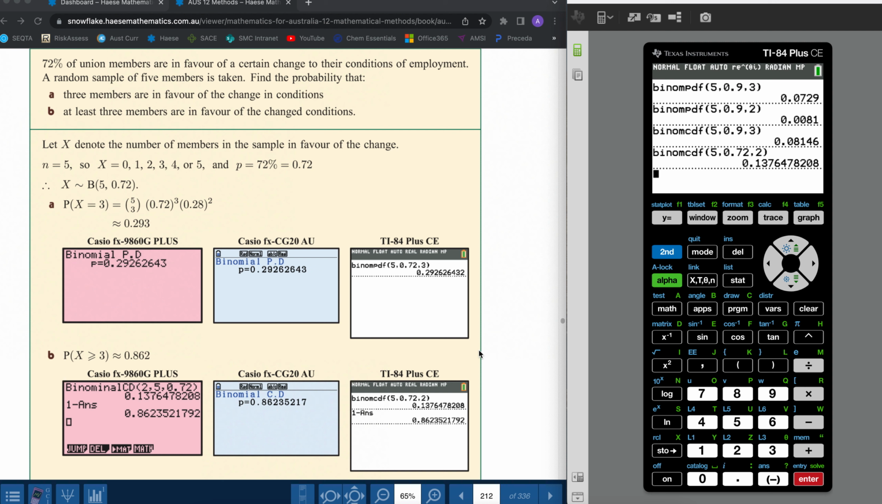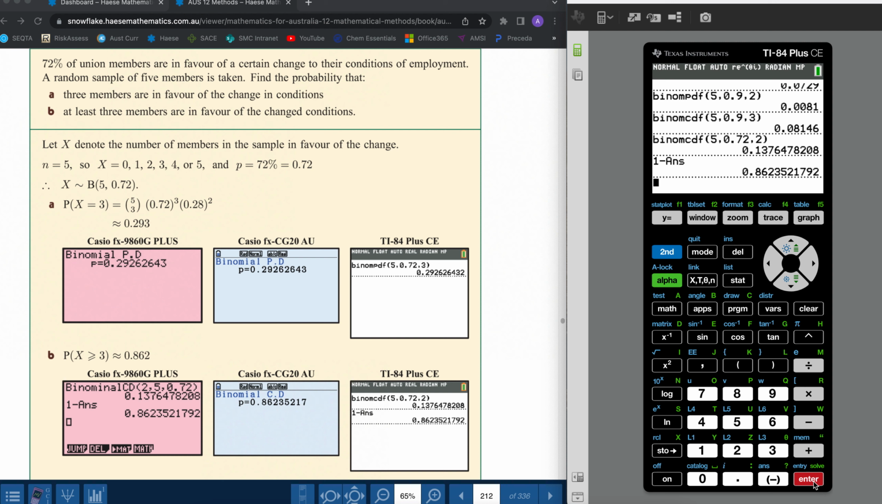I don't want that answer. I want 1 take that answer. So I just have to do that extra step, and I'll get 0.862. And if I have a look here, you can see the answer should be 0.862. So you do have to do the 2 steps for that. You have to think about it.